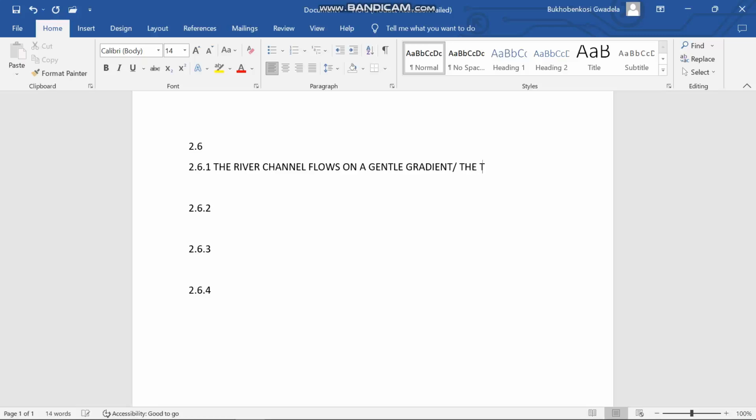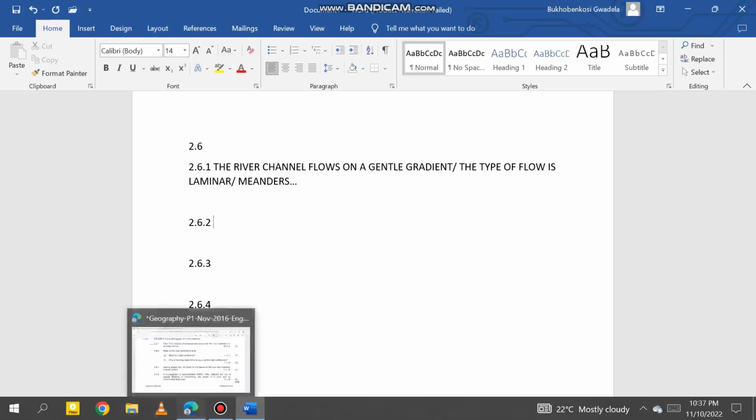So the type of flow is laminar. There are also meanders, so we could add others, but they said we must keep 2. So let's jump to 2.6.2.